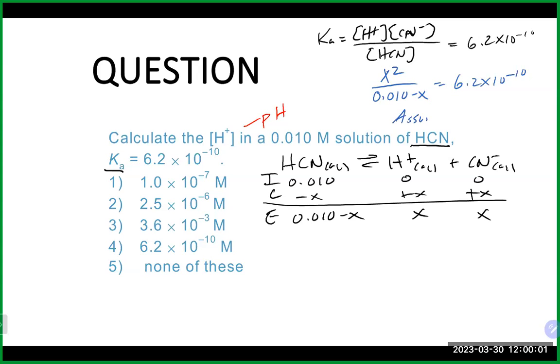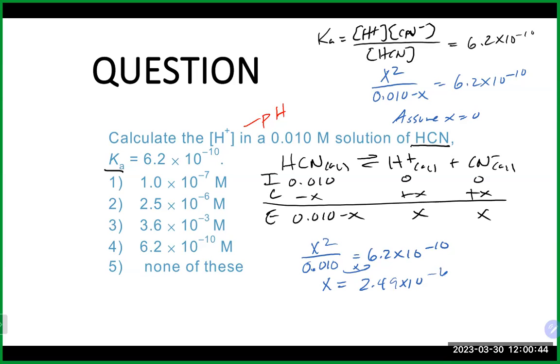I'm going to assume X is equal to 0. That gives me X squared divided by 0.01 equals 6.2 times 10 to the minus 10, as my K value is a small value, so I could do that. We're going to multiply the 0.01 to the other side, and we're also going to take the square root of it. And when we do all that, we get, call it 2.49 times 10 to the minus 6.